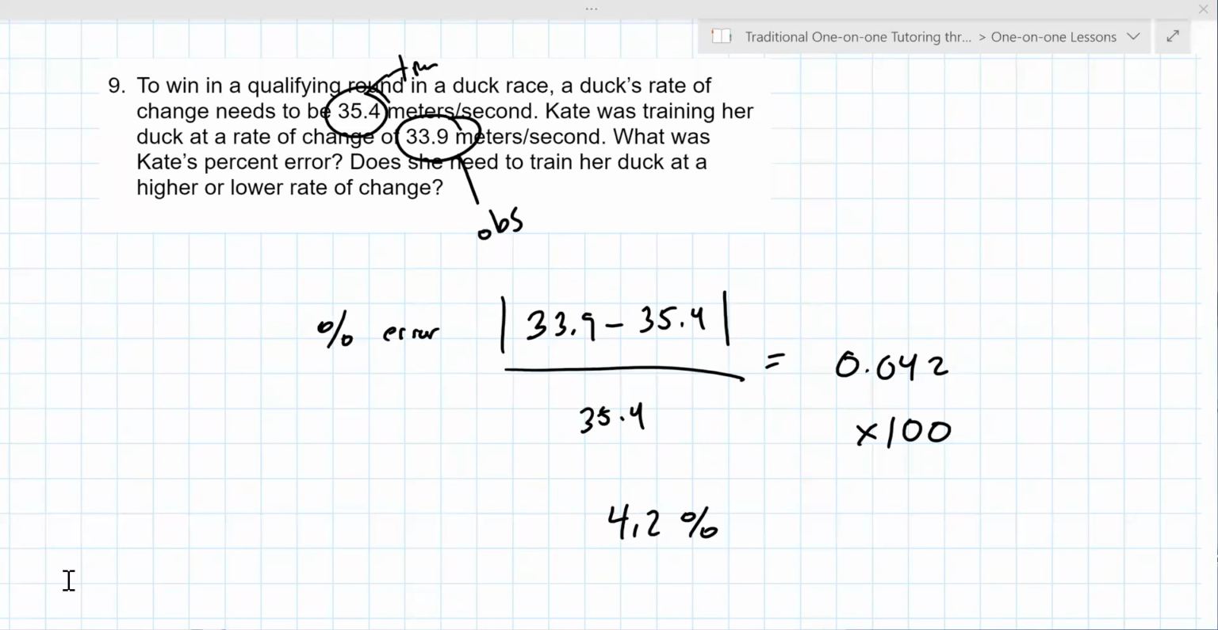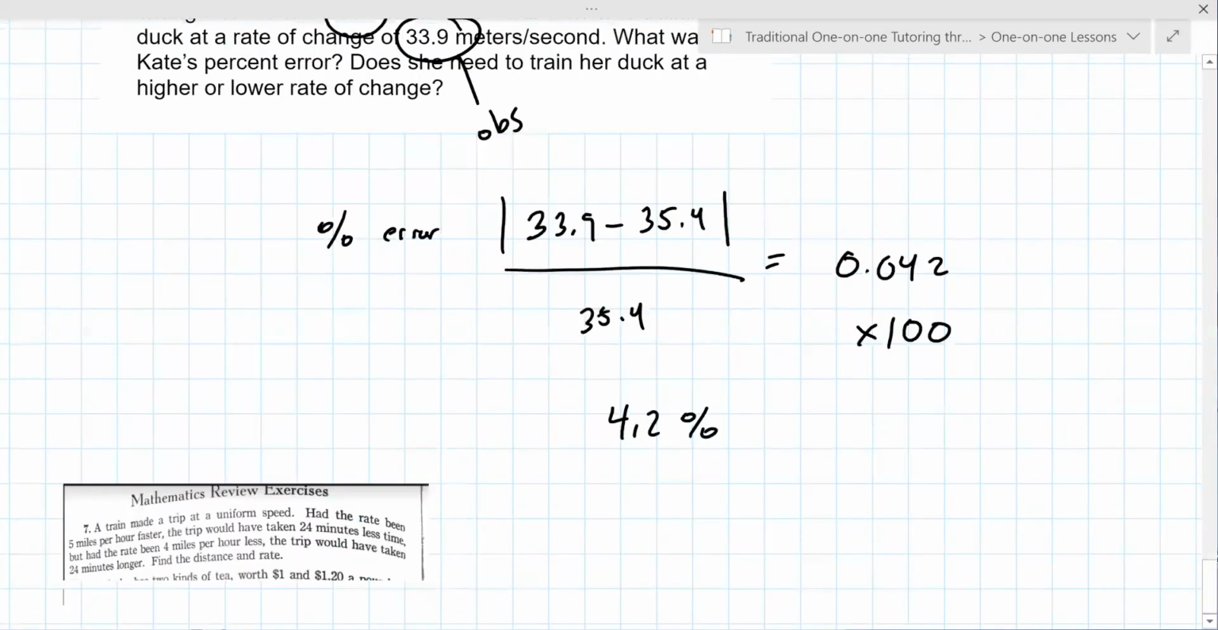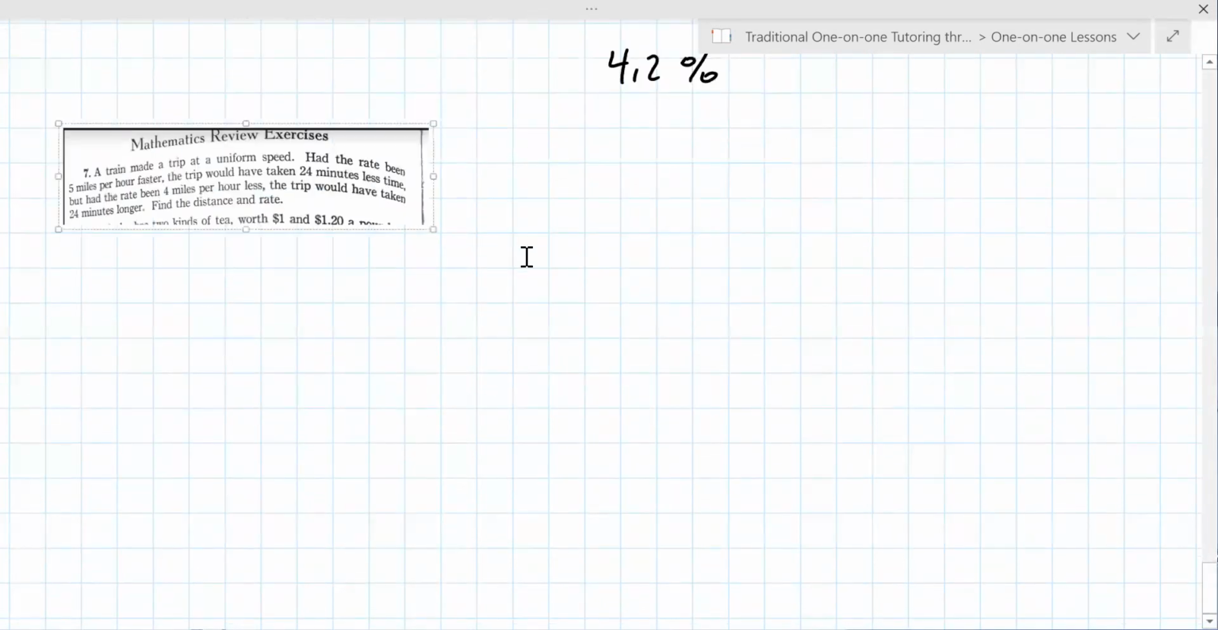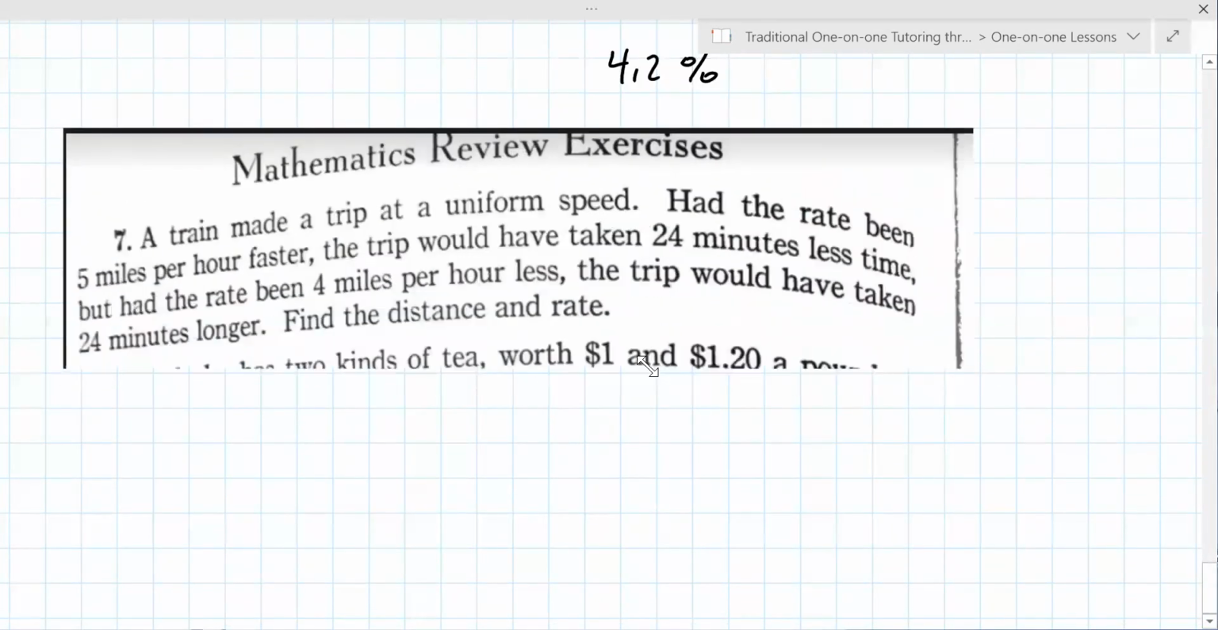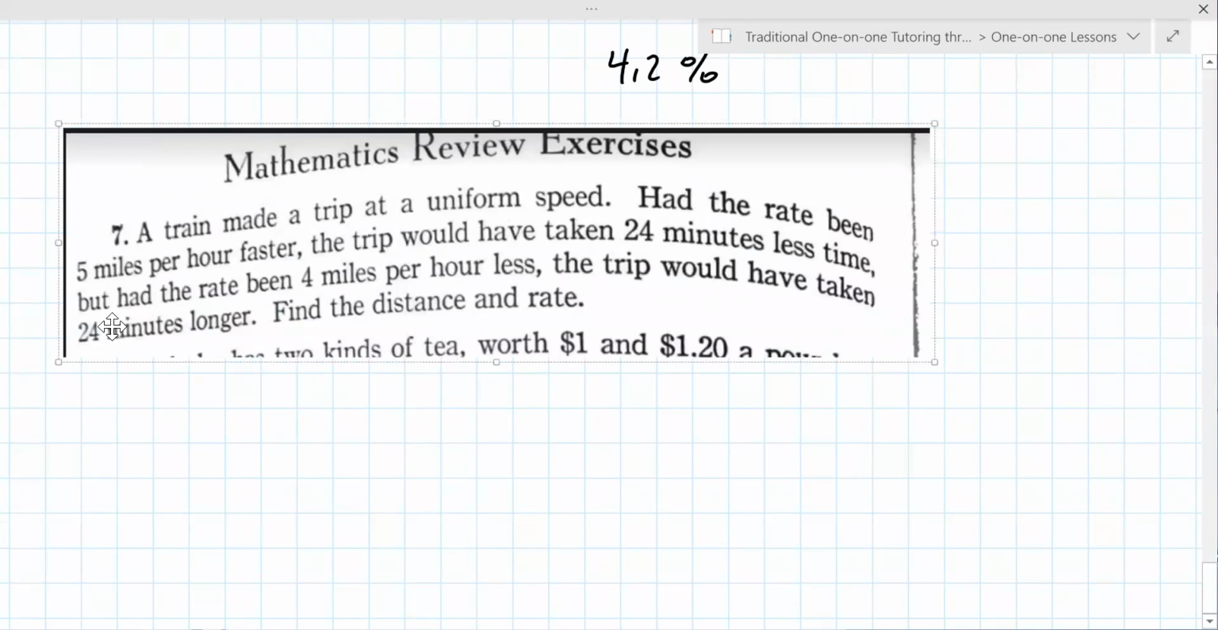I don't know why these train problems are so universally used. Okay. A train made a trip at uniform speed. Had the rate been 5 miles per hour faster, the trip would have taken 24 minutes less time, but had the rate been 4 miles per hour less, the trip would have taken 24 minutes longer. Find the distance and rate.